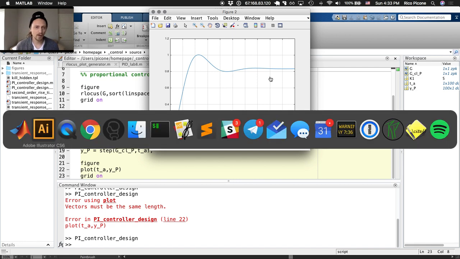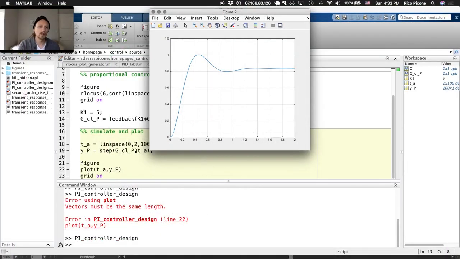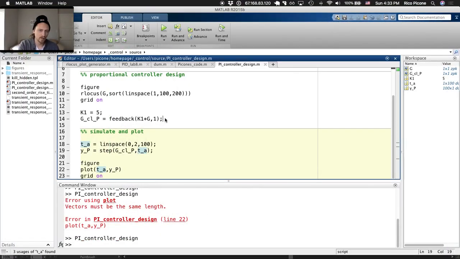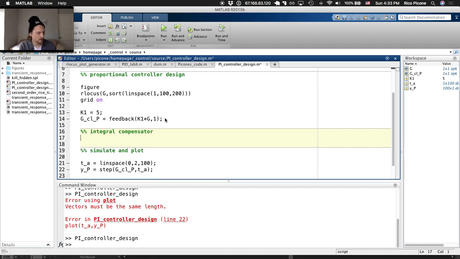We're going to keep wanting to do this simulate and plot thing. So what I'm going to do is put in the integral compensation section above that, and then we'll include the integral compensator in our simulation and plot. So let's do our compensator.